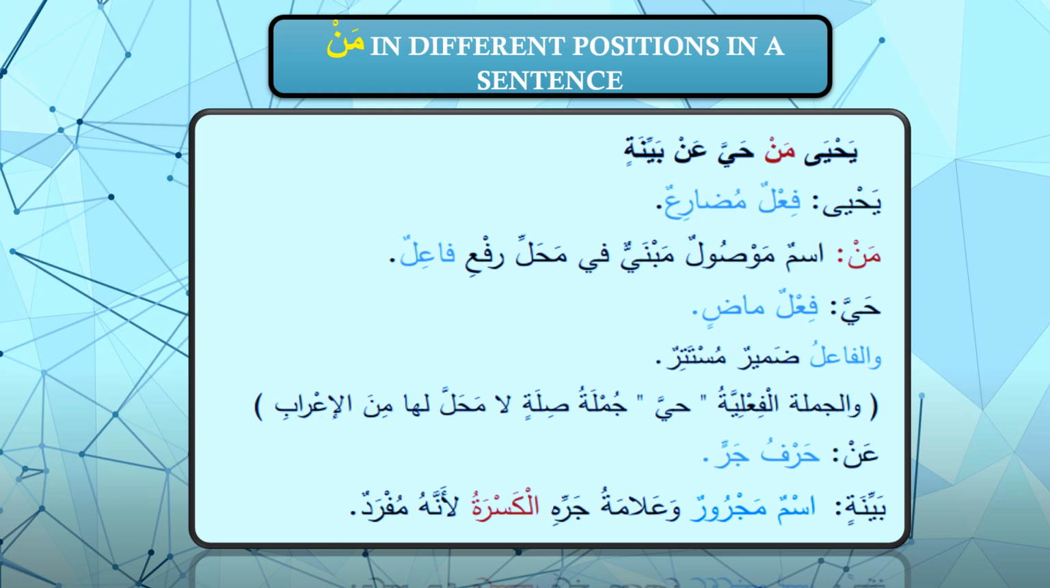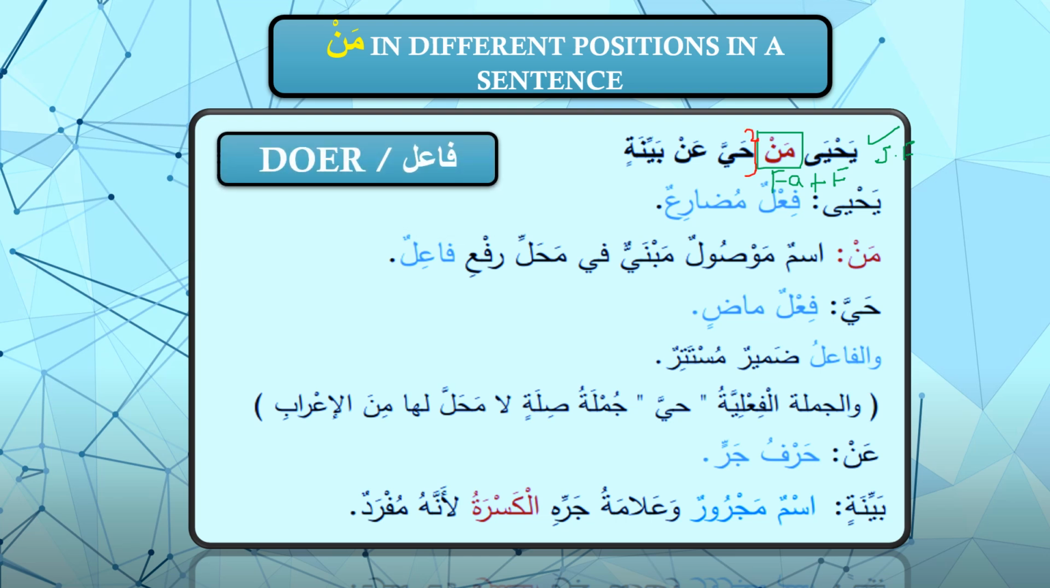When you do the i'rab, first check the jumla. It's jumla fi'liya, right? So now you will apply the formula of fa'il plus fi'l, right? So man, the ism mausool, is under the position of fa'il, right? Now whenever the ism mausool comes, you need to check what is coming after ism mausool. What is coming? Hayya, it is the past tense, and you know in this past tense the fa'il is hidden, that is the damir تقديره هو. So we have the fi'l and fa'il. So this is a jumla fi'liya starting after ism mausool.